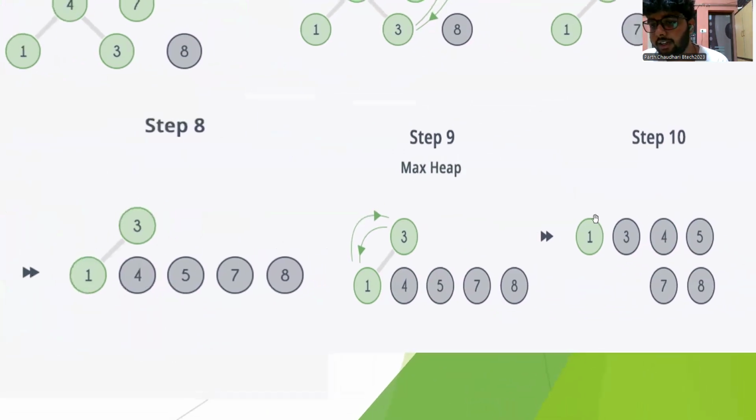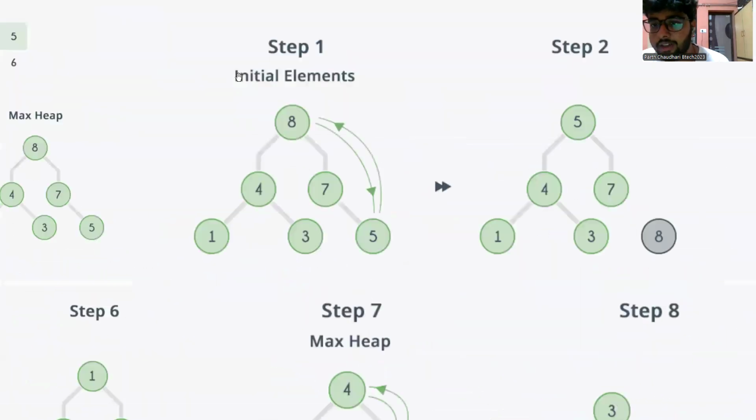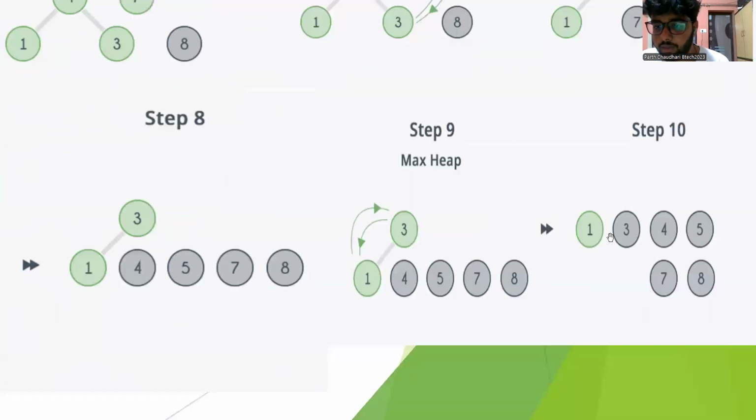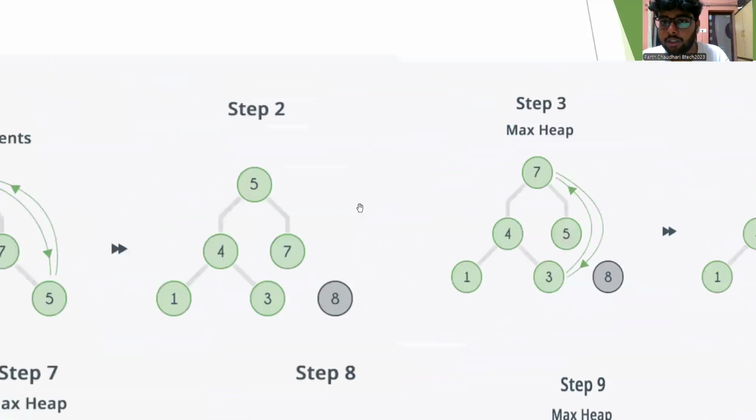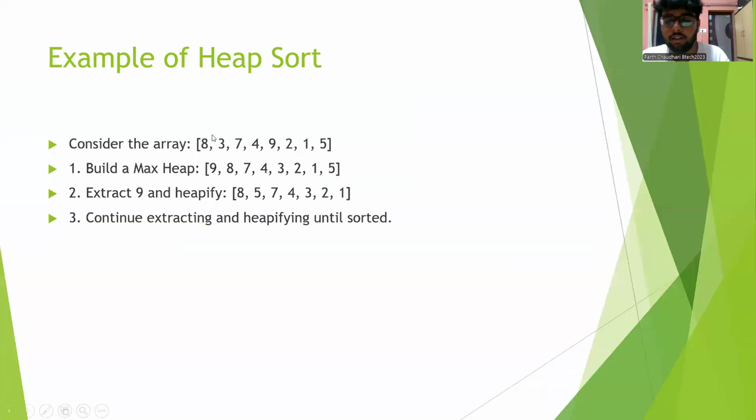Now here we have a sorted array, which is 1, 3, 4, 5, 7, 8. Before, we had 4, 3, 7, 1, 8, 5, which was the unsorted one, and now we have 1, 3, 4, 5, 7, 8, the sorted array. This is how basically our heap sort algorithm works. There we go, I explained this example.